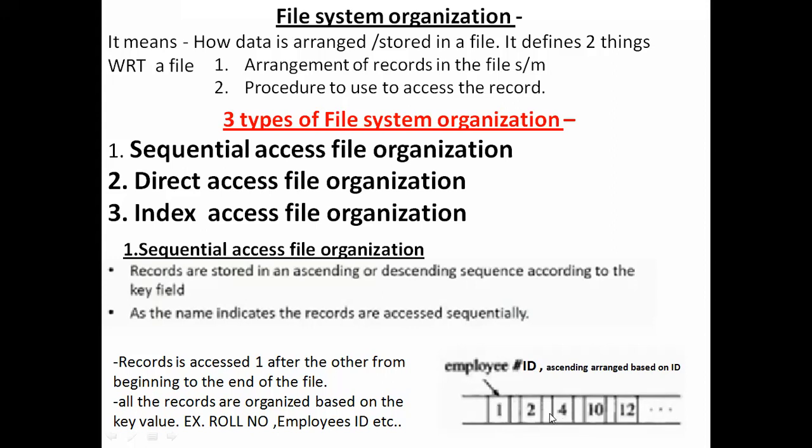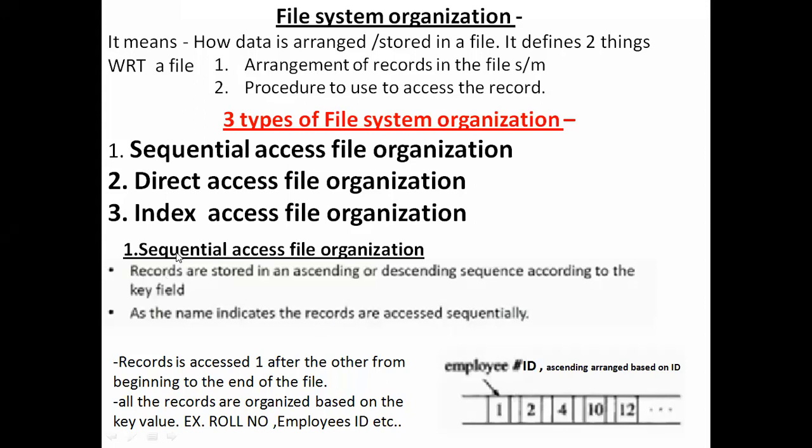In which order? Anybody? Are you seeing this sequence of records arranged in which order? First record is 1, second is 2, third record is 4, next record is 10. All these are the employees' IDs. These IDs are arranged in ascending order, right? Ascending order. As the name indicates, the records are accessed sequentially.